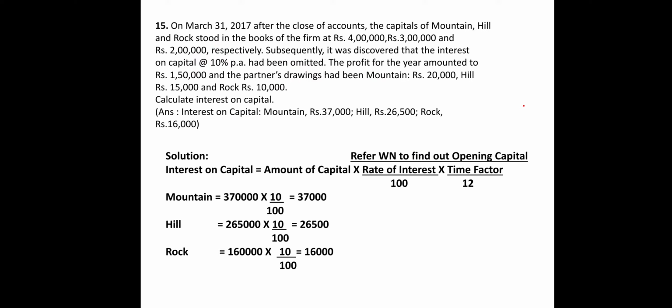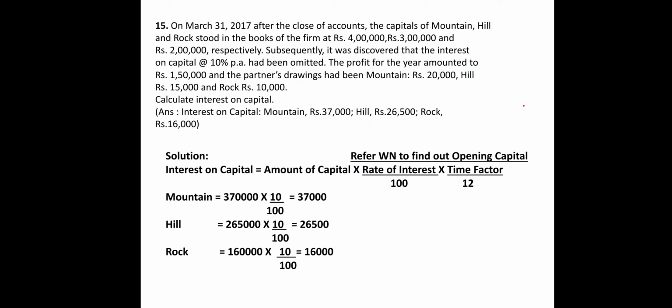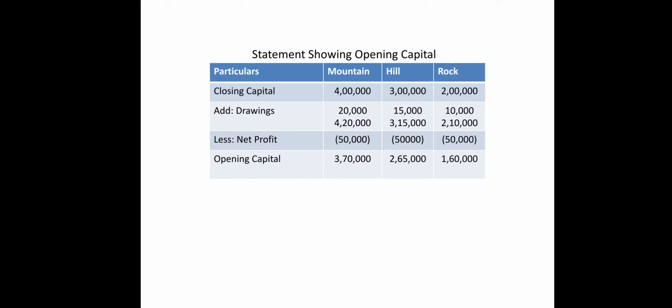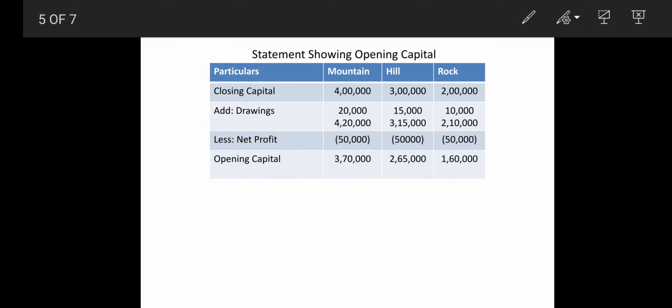So first of all, we have to turn up our sum into the opening capital. Why opening capital? Because interest on capital is always calculated on the opening capital. So for that we will be referring the working note for the opening capital. So have a look on this. I have shown here the statement showing working capital. This is a part of your answer only. You have to show in the working note. So that will be also part of your answer.